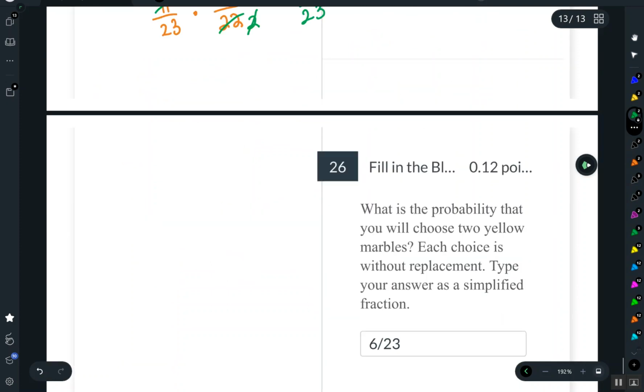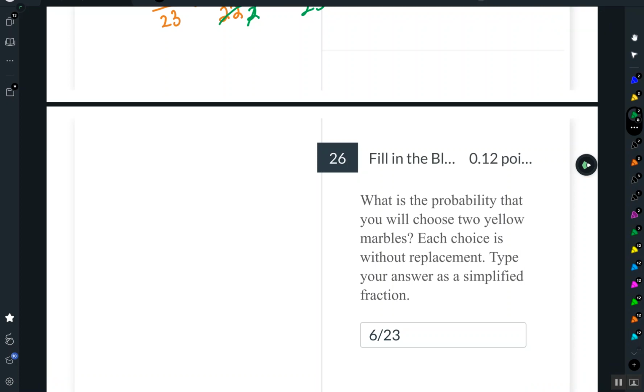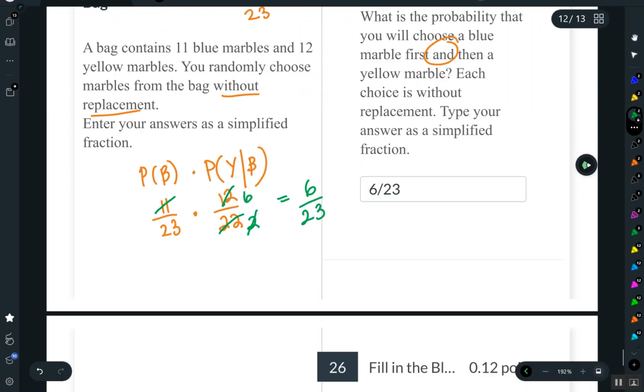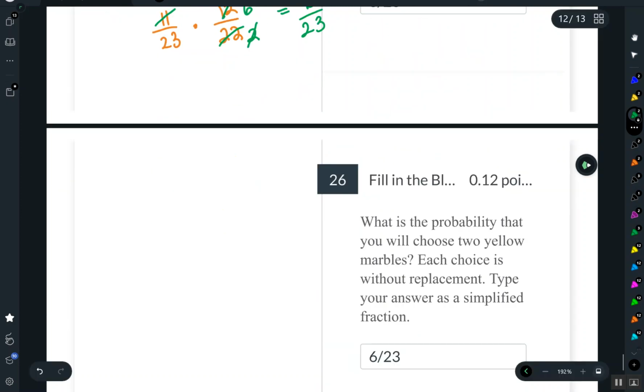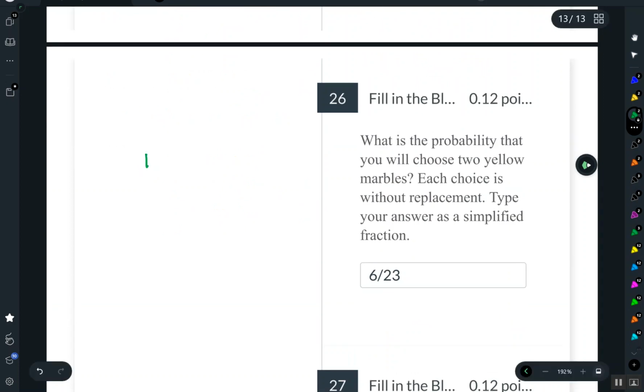Okay, number 26. What is the probability that you will choose 2 yellow marbles? Each choice is without replacement. So the probability of yellow was 12 out of 23. Okay, but for the second yellow marble, you took one of the yellow marbles out, so now you only have 11, and you only have 22 marbles altogether. We can reduce this. This is going to be a half. And then the 2 can go into the 12 6 times, and you get 6 out of 23.